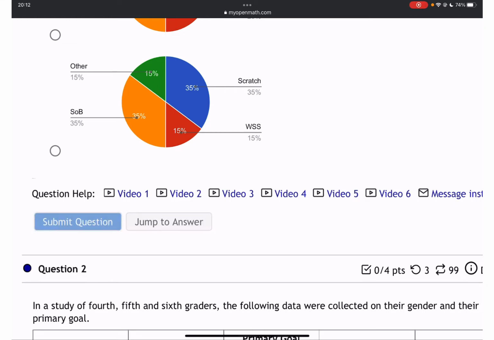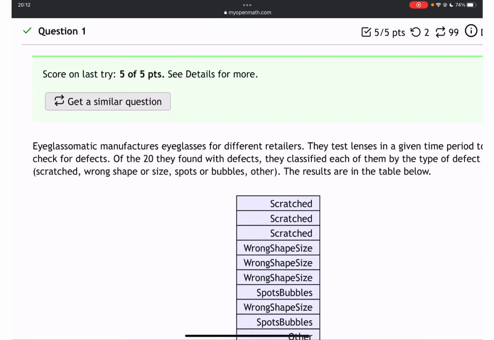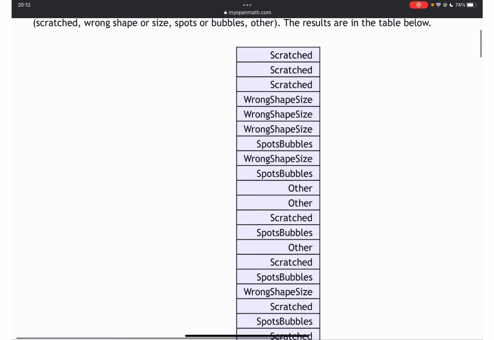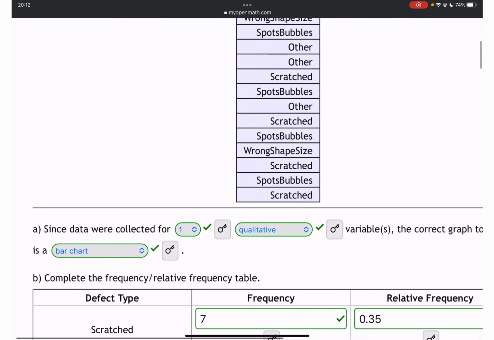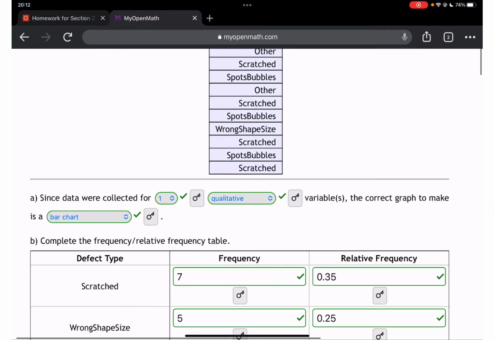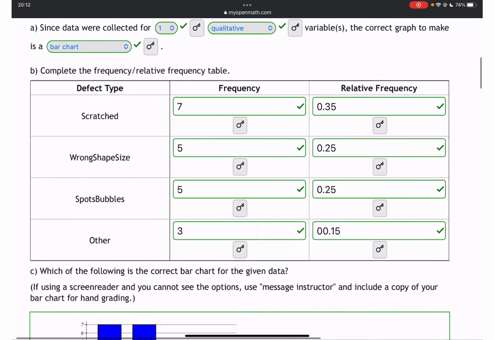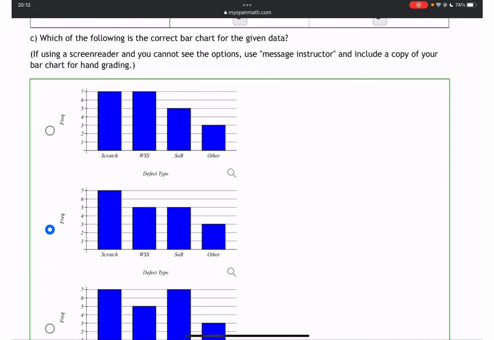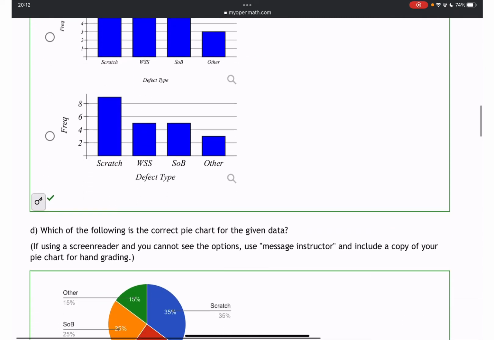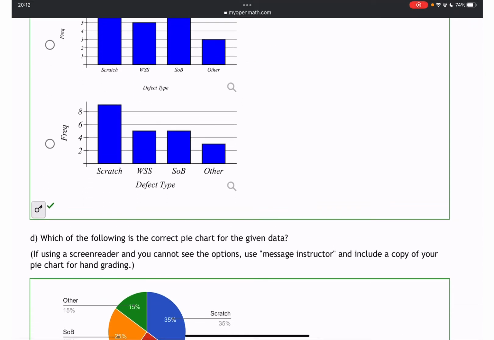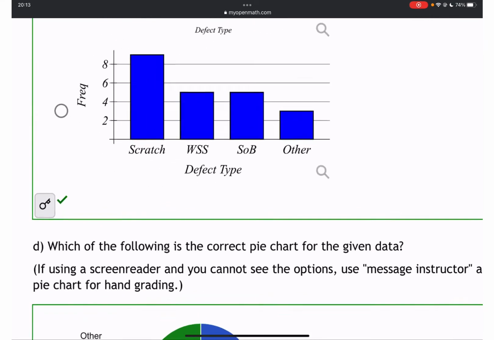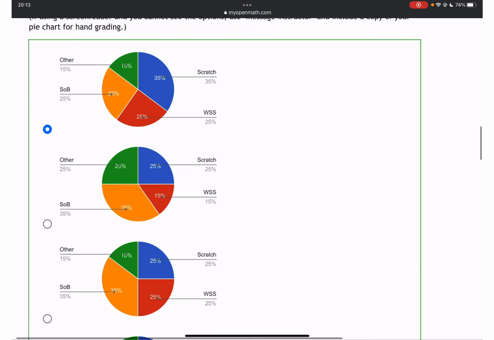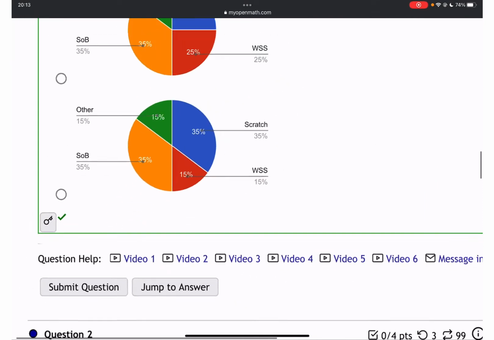So, submitting the question. By the way, if you want to practice or you got something wrong, you can pick similar questions. Let's see. Correct. Everything is correct. And this one also looks like we picked correct.